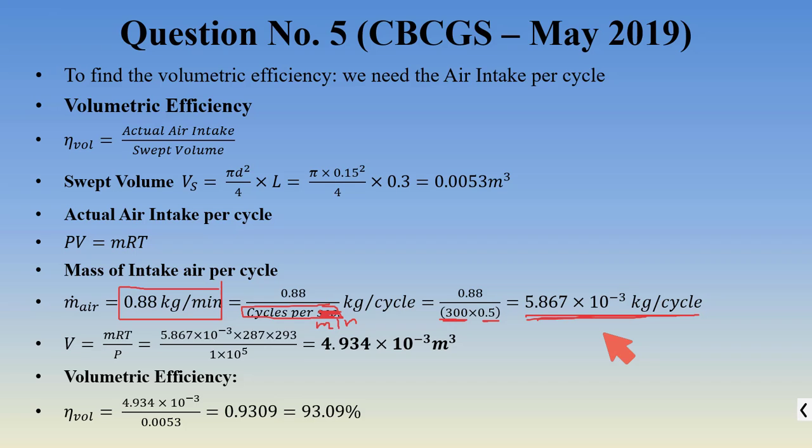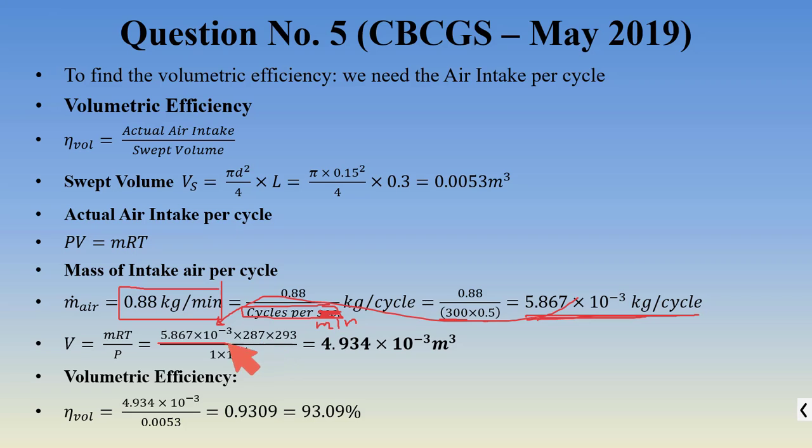Just now I told you we use the formula PV is equal to MRT, right? So we will substitute PV is equal to MRT. We know M, R, T and P. We just have to find V. So we put V on this side and take P to the denominator. So V is MRT upon P. This mass flow rate came from here. This is the mass of intake air in one stroke.